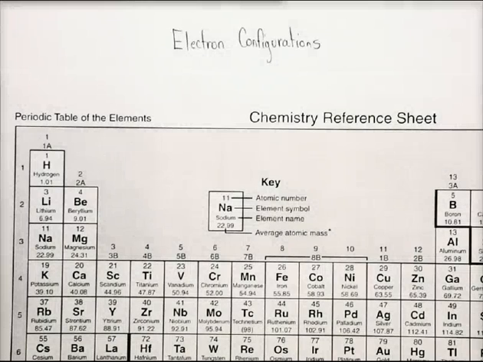Alright, now to write electron configurations. When we looked at quantum numbers, we were describing the location, sort of like a street address for one electron. When we're writing out the electron configuration for an atom, we're more interested in getting a street address for every electron.